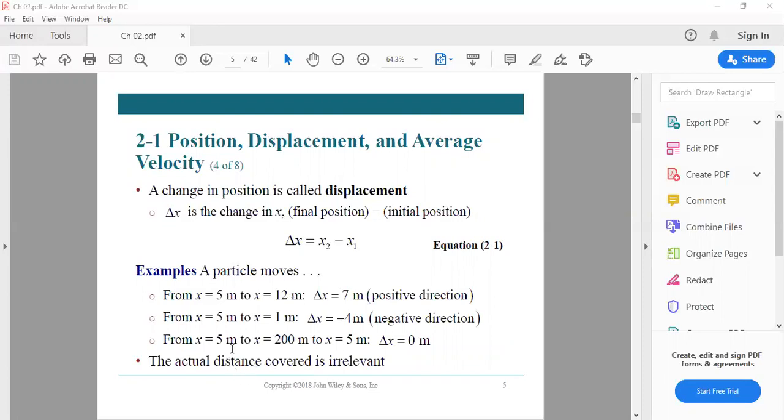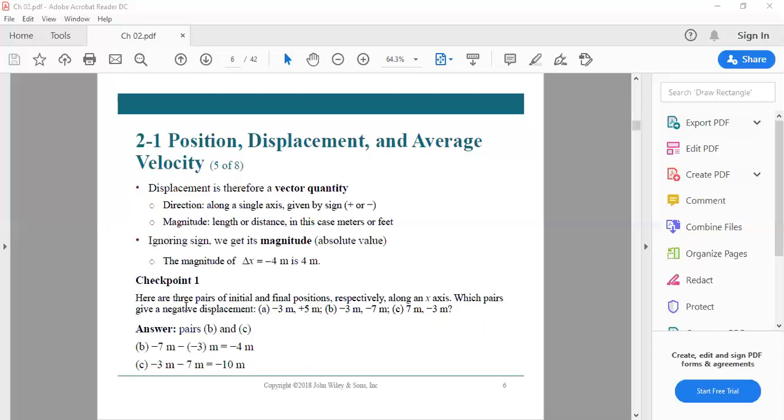So from x equal to 5 to x equal to 200, back to x equal to 5, your displacement is going to be 0. The reason is that your displacement is your final position, which is 5 meters, minus your initial position, which is 5 meters. The fact that you went out to 200 and then came back, for whatever reason, does not matter. Your displacement is going to be the difference between the final and the initial. So the actual distance covered does not matter.